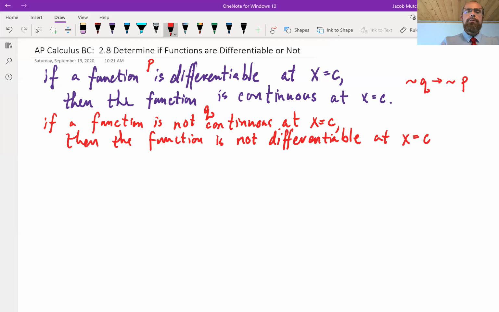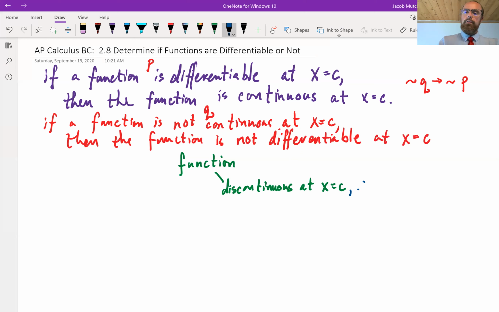So let's just consider that we've got a given function. There's our function. And there's two possibilities in terms of its continuity. So say, for instance, that function is discontinuous at x equals c. What we can conclude then is by this statement here in red, the contrapositive of our original theorem, our conclusion is that function is also not differentiable.